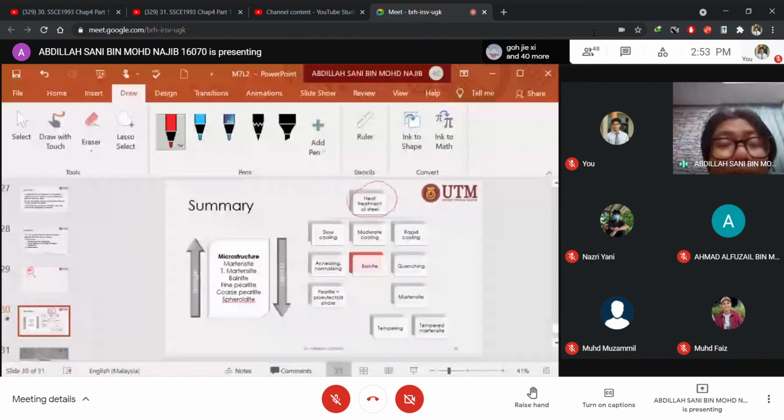Heat treatment for slow cooling, we have annealing and normalizing. We have two types, and of course annealing, as we just discussed, can be divided into three as well: full annealing, process annealing, and spheroidizing. So slow cooling, we have annealing and normalizing. And the resulting microstructure is pearlite plus proeutectoid phase. So this is for the hypo-eutectoid material, which has more iron or less carbon. Mainly it is the pearlite.